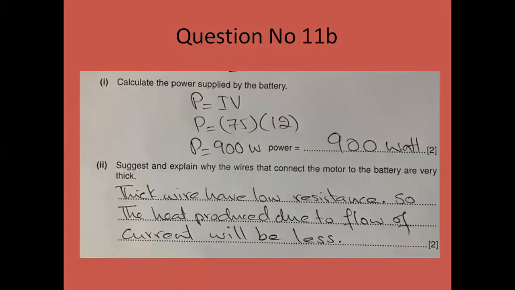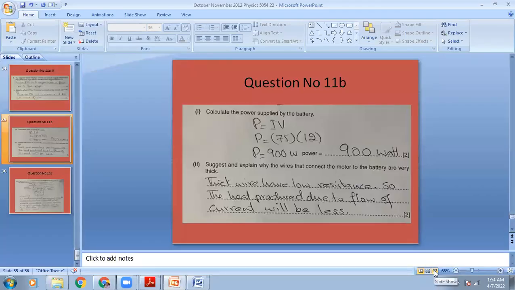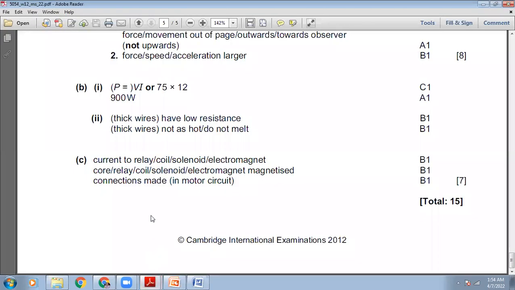The important thing is that the thick wire has low resistance. Their resistance is very low, so the heat produced due to the flow of the current will be less. That's the right answer. Because thick wires have low resistance, thick wires are not as hot and do not melt.